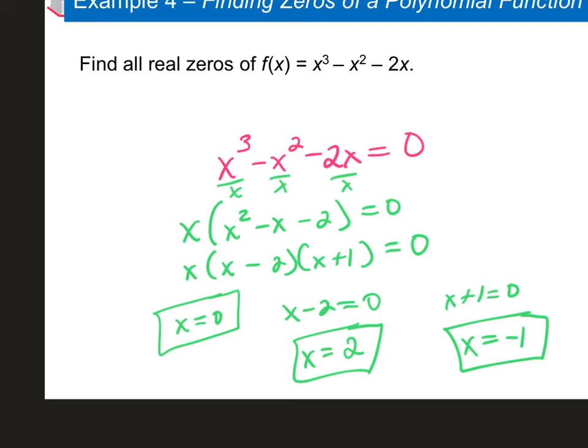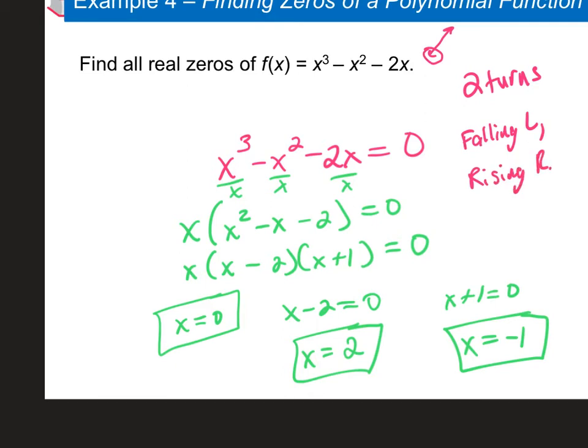How many turns is this graph going to have? 2 turns. It's going to resemble what kind of a function? An odd function, and it's positive, so I know it's going to go like this. So what's happening on the left-hand side? What's happening on the right-hand side? It's falling on the left and rising on the right. Perfecto. Falling left, rising right.